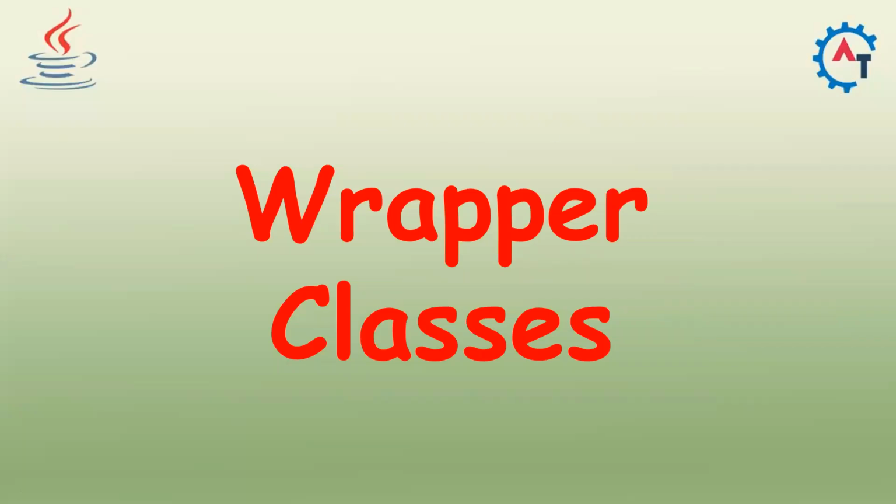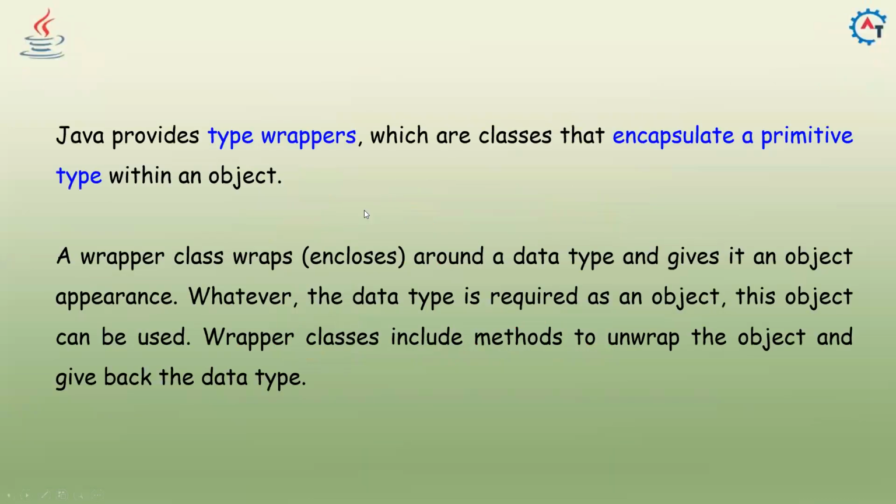Hi, in this video, we will see wrapper classes in Java. Java provides type wrappers, which are classes that encapsulate a primitive type within an object. For each and every primitive data type, you have a wrapper class. A wrapper class wraps or encloses around a data type and gives it an object appearance. Each primitive type will be converted into this reference type, and you'll have an object appearance for that. Whatever the data type is required as an object, this object can be used.